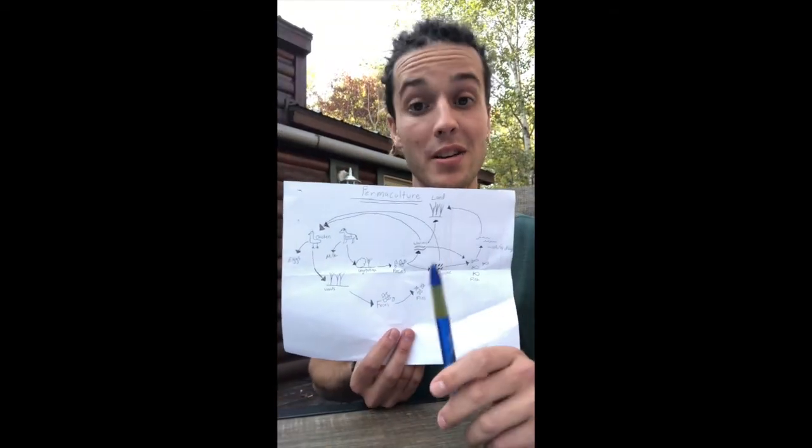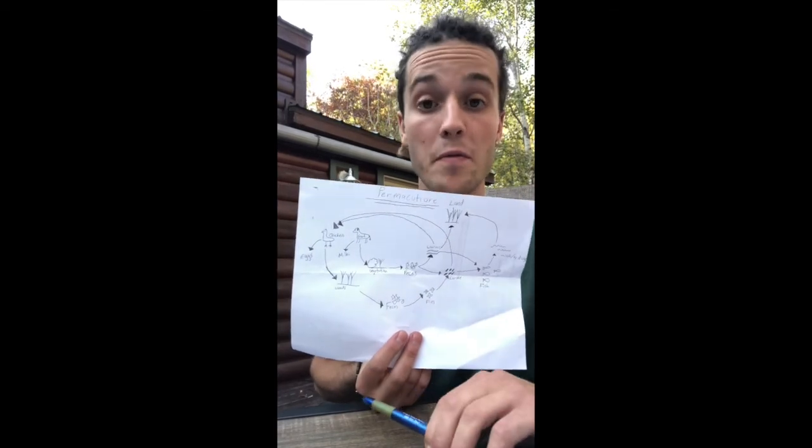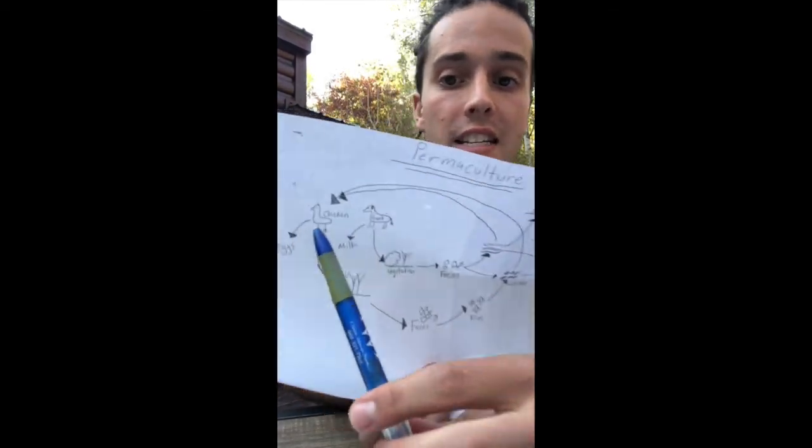Okay, now I'm going to try to explain the permaculture system a little bit, just a very basic one. And we'll start with chickens as the example.